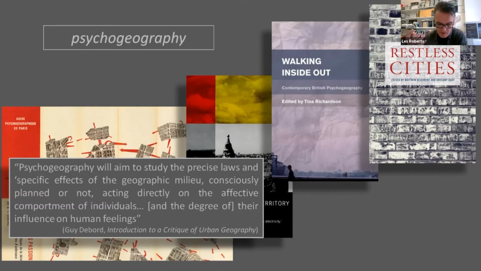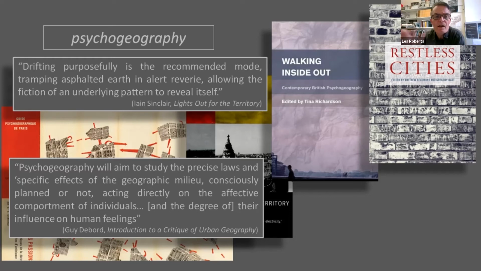So psychogeography as something that opens the possibility of creating a different way of thinking about and experiencing space, urban space. We might come at it through someone like Ian Sinclair, a writer who's very much associated with the psychogeography label. In Lights Out for the Territory, he defines the dérive, which is a drift through the city, which is a thing from psychogeography. "Drifting purposely is the recommended mode, tramping asphalted earth in alert reverie, allowing the fiction of an underlying pattern to reveal itself."